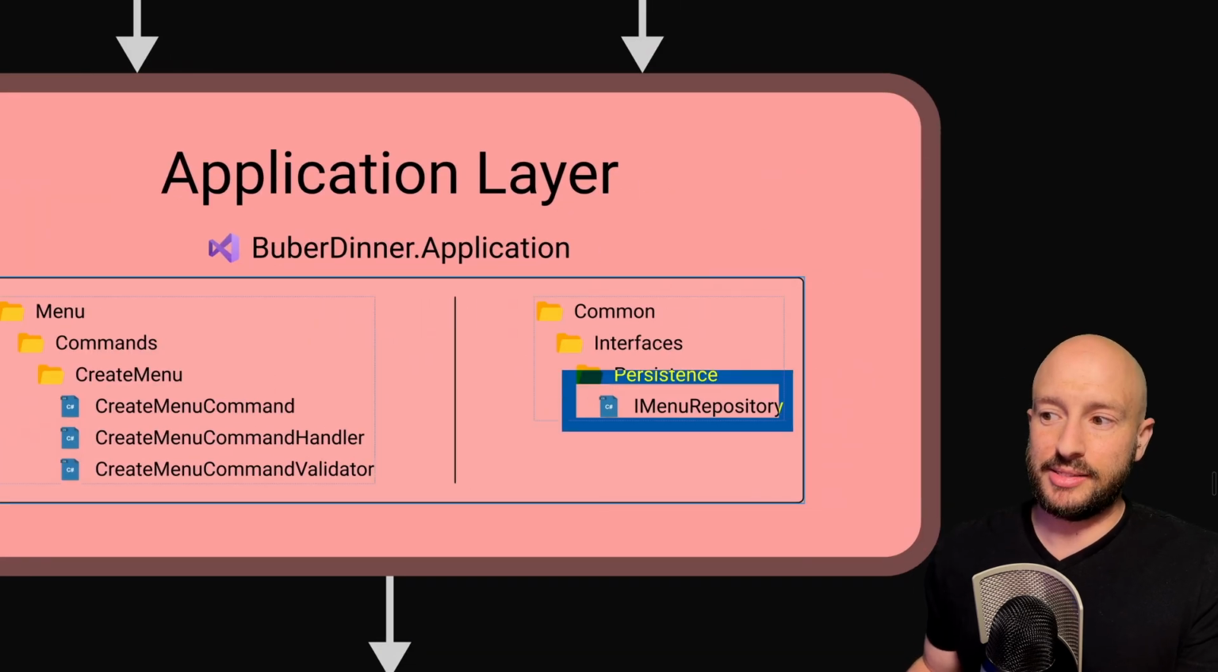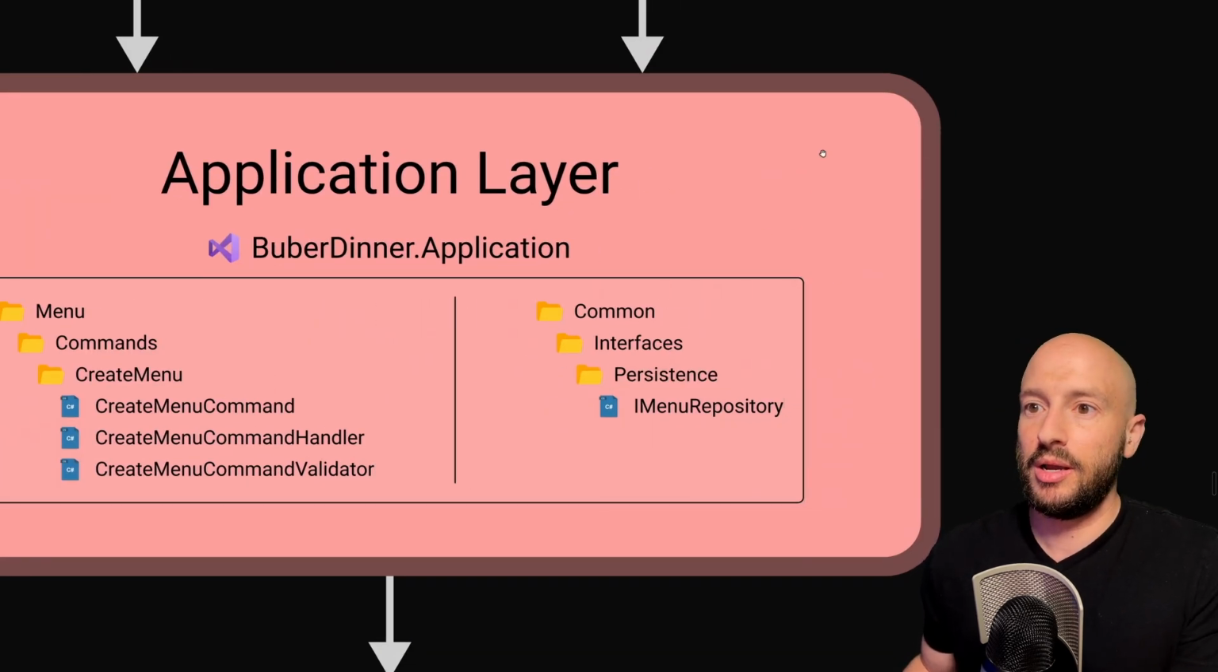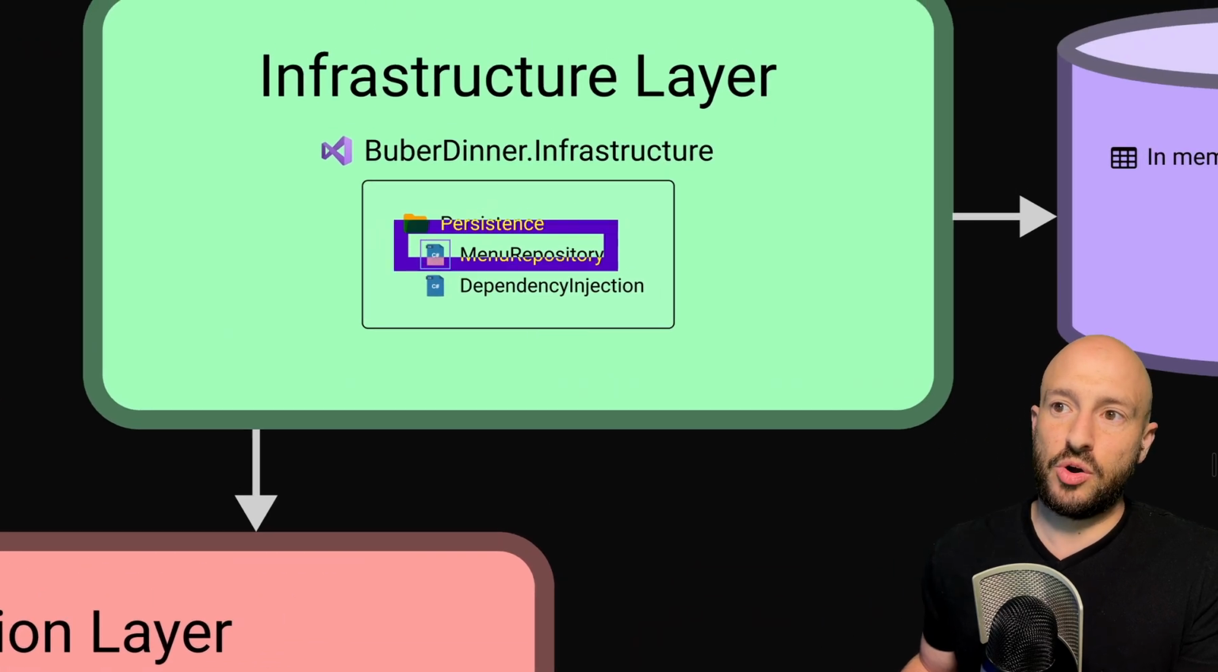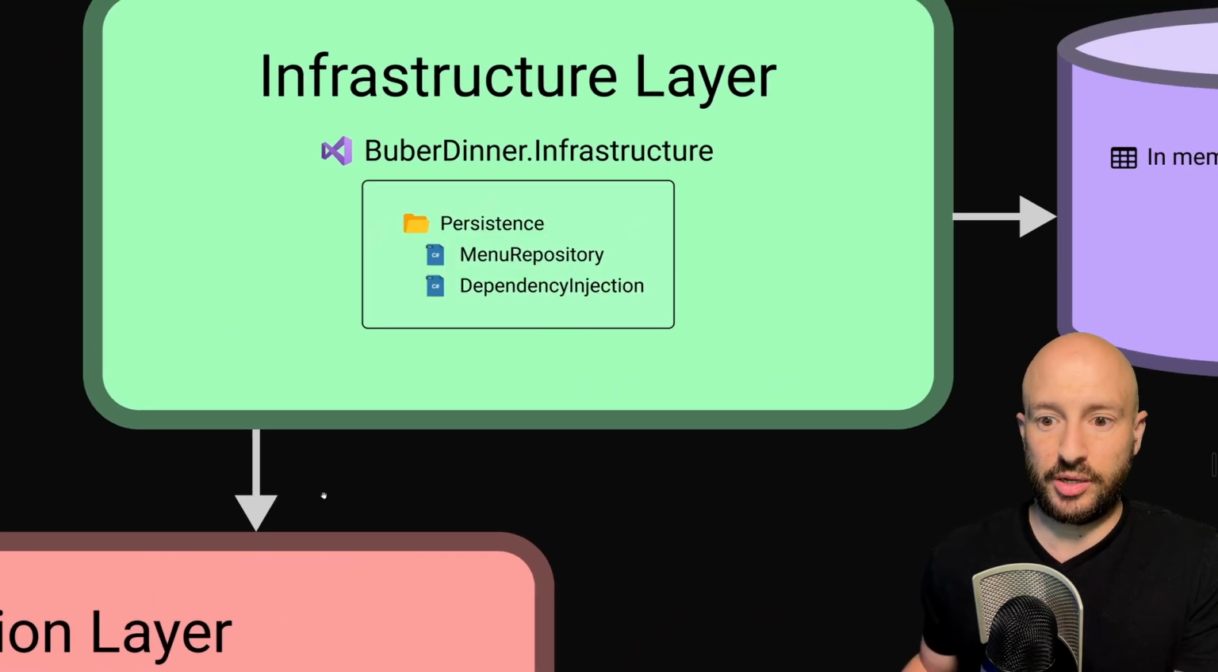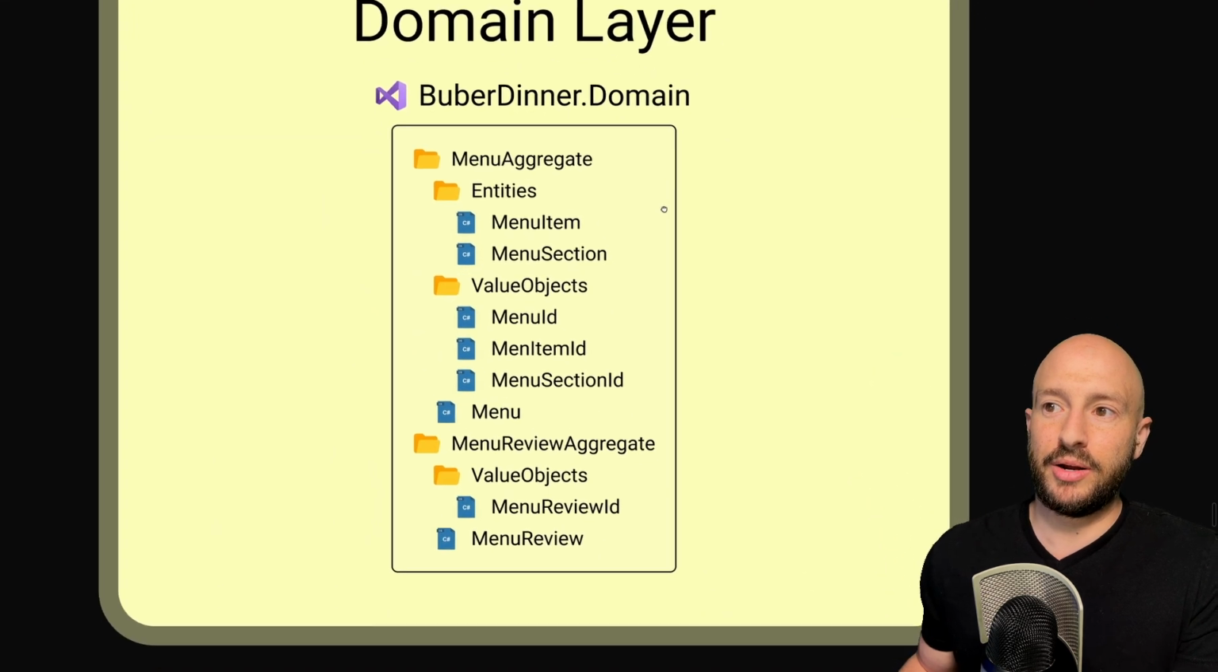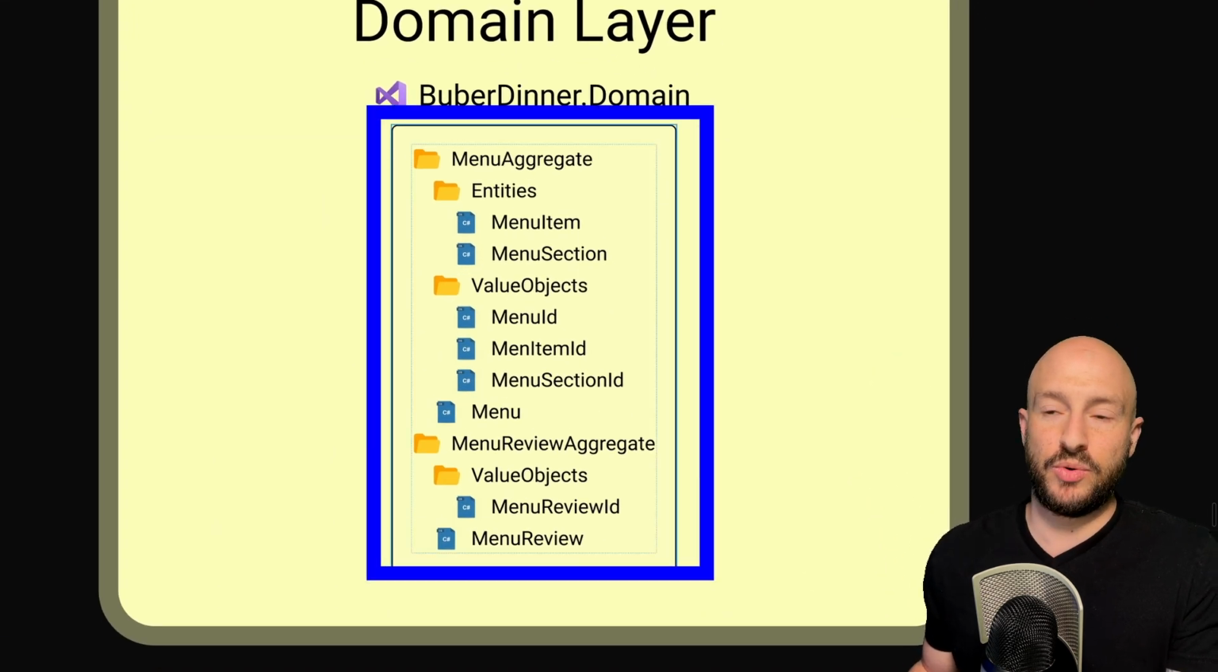So the interface sits over here in the application layer, but the actual implementation sits over here in the infrastructure layer. Then in our domain layer, we have here the actual menu. This is from the previous video, so we created this together. This is just the definition of the menu.